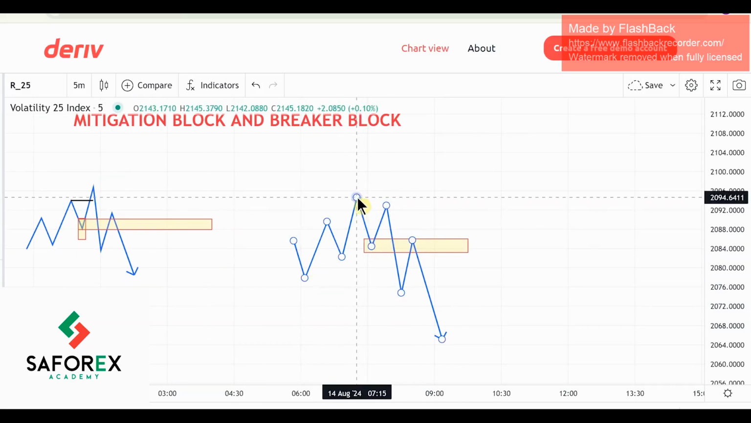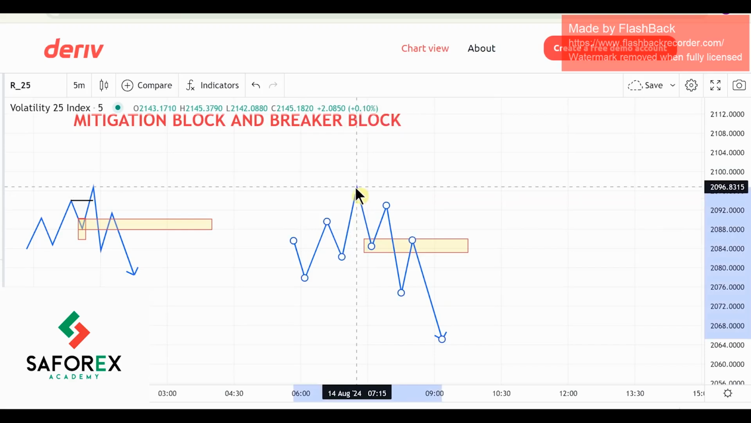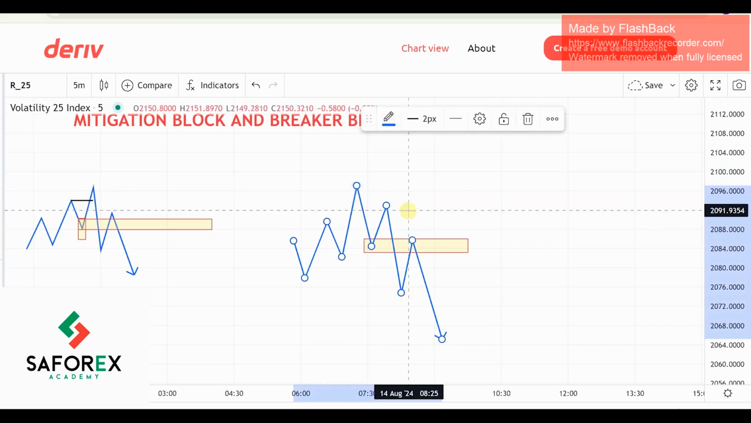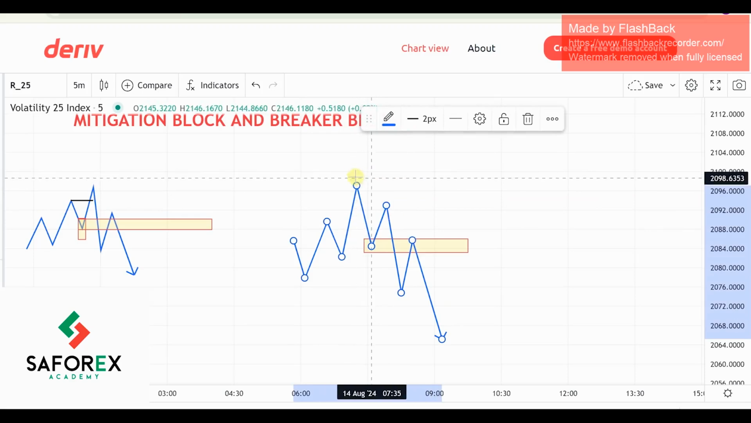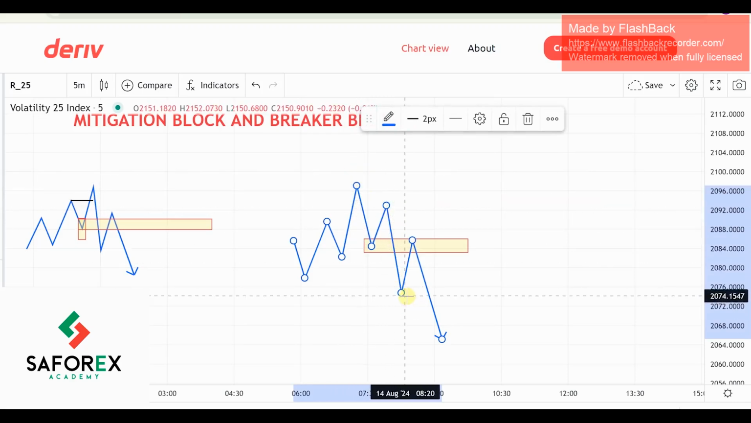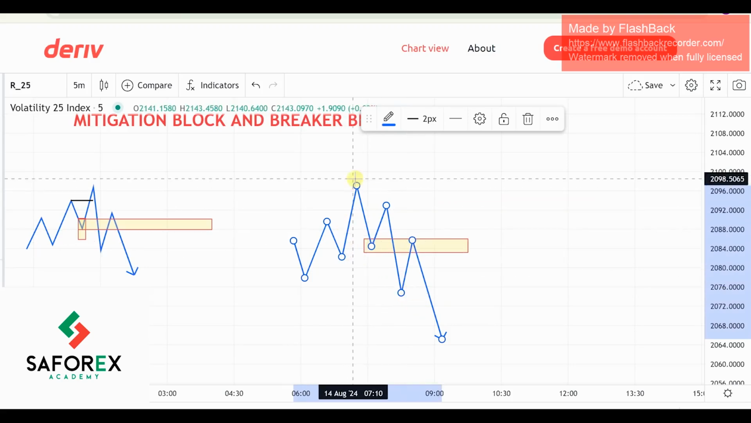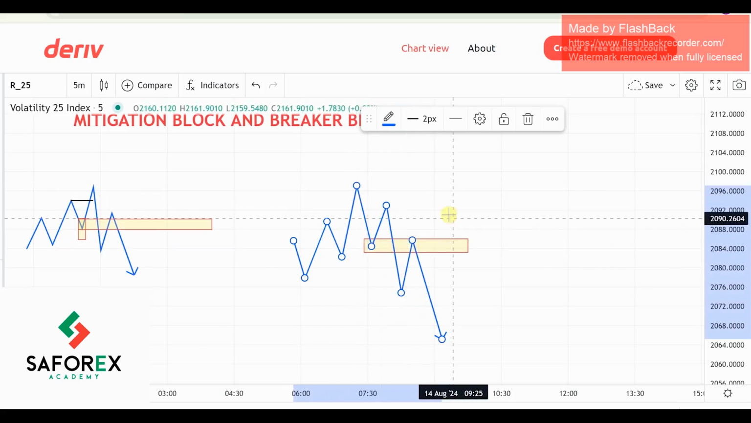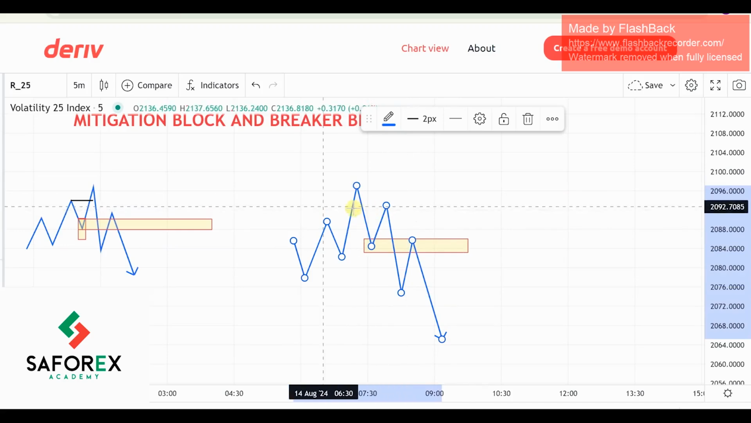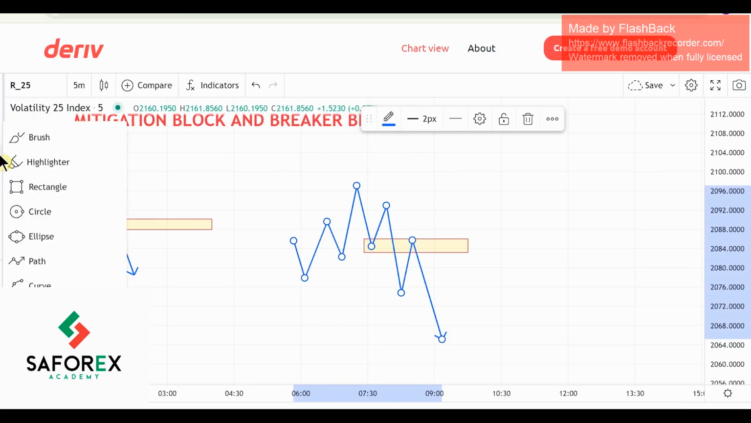Market will fail to break high. Okay, market will fail to break this high and break downward. Okay, normally you already have a bullish movement now. The same thing with a downtrend. Okay, the same thing with a downtrend, for breaker block or for mitigation block, either one.